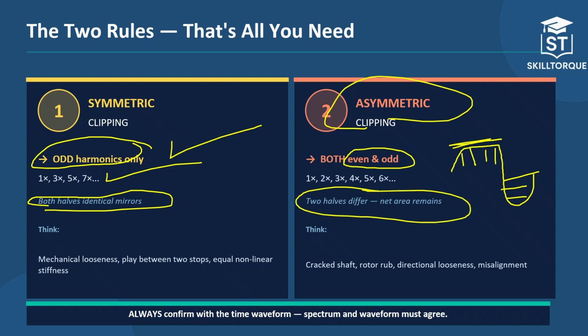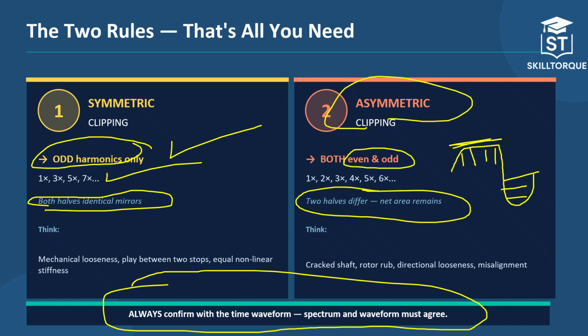And always make sure that you confirm the spectrum. Whatever spectrum you are getting, always try to compare it with the time waveform. Please make sure that after listening to this video, you go and compare this stuff, whatever we discussed here. Then you can very easily identify the difference between symmetric and asymmetric clipping, your analysis will be more perfect, and you can very easily say what kind of movement or what kind of looseness is happening inside that particular machine.